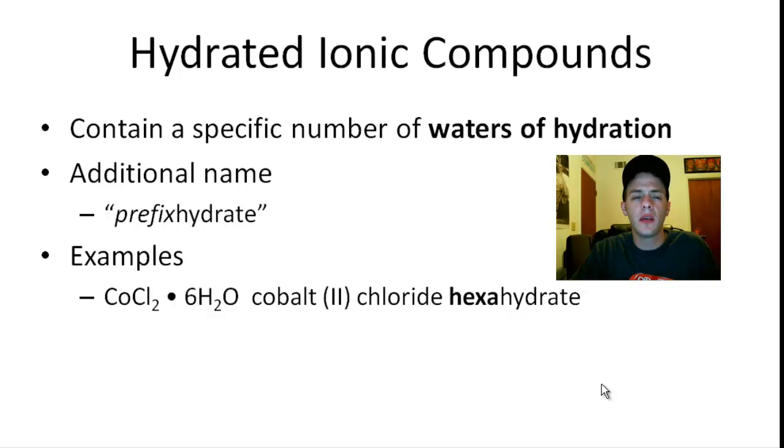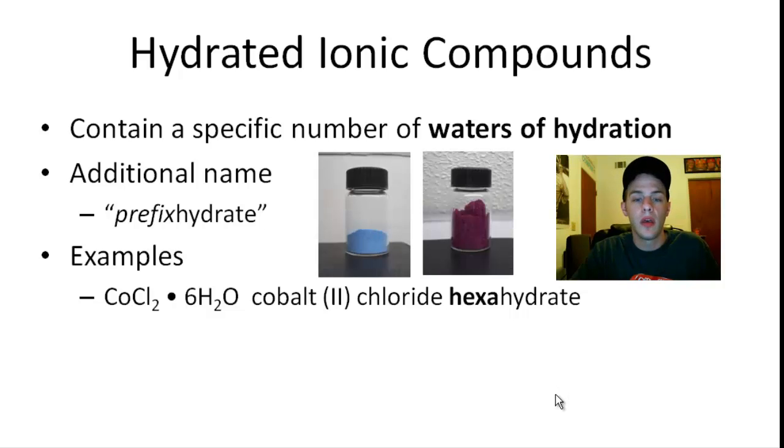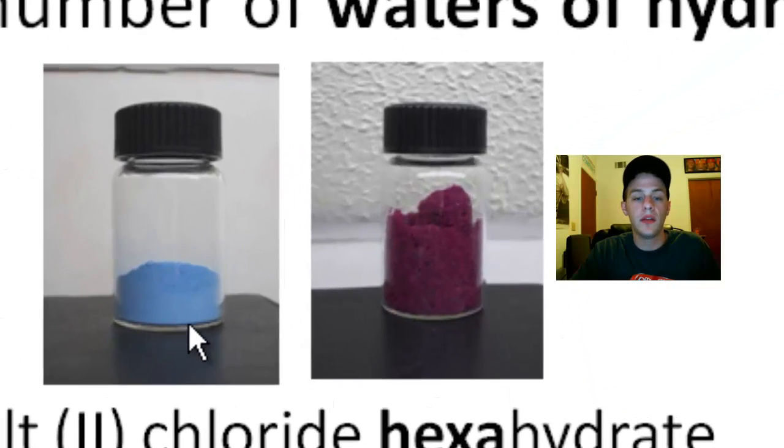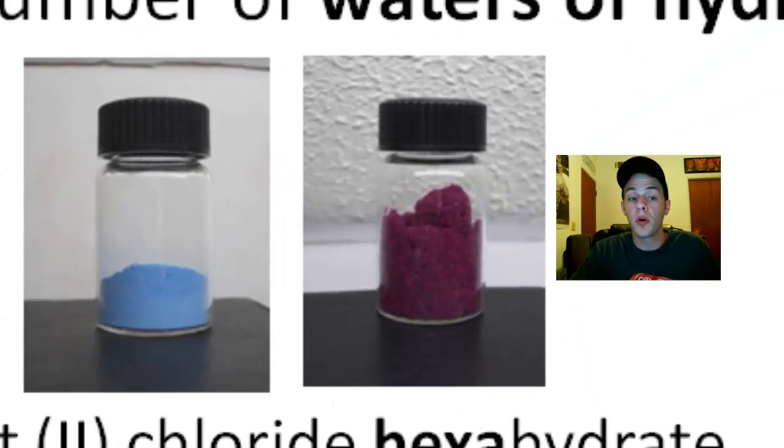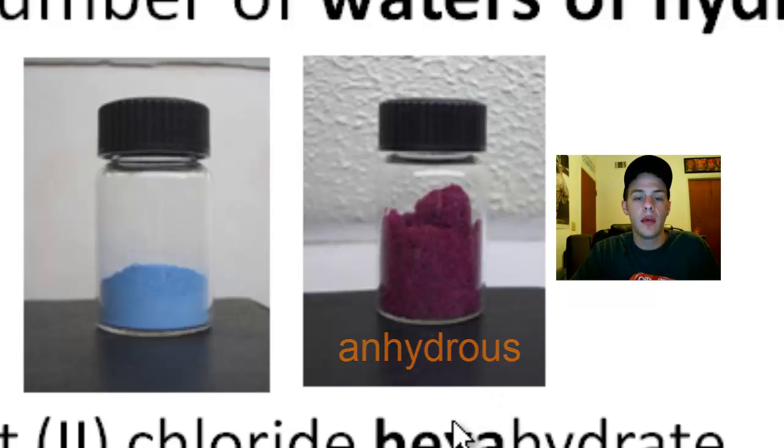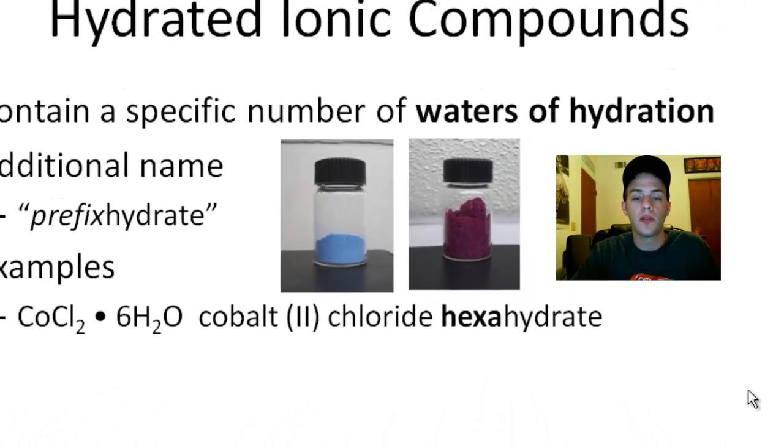And the interesting thing about hydrated ionic compounds is that they can behave quite differently from the non-hydrated ionic compounds. So for example, in this photo here, these photos are actually both of them cobalt 2 chloride, but the one on the right, the red one, is actually the anhydrous form of cobalt 2 chloride. Anhydrous means that it is not hydrated, and then the one on the left, the blue one, this is the cobalt 2 chloride hexahydrate. So that's pretty interesting stuff.